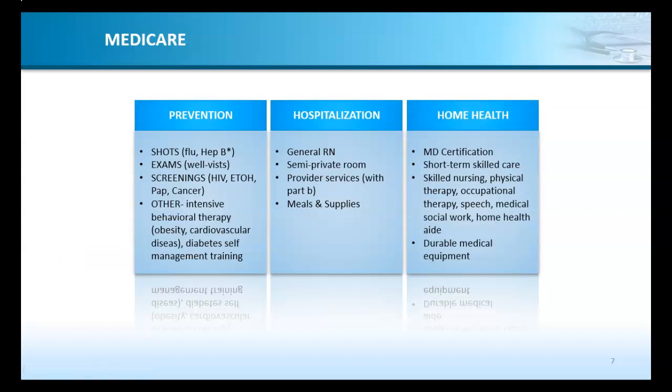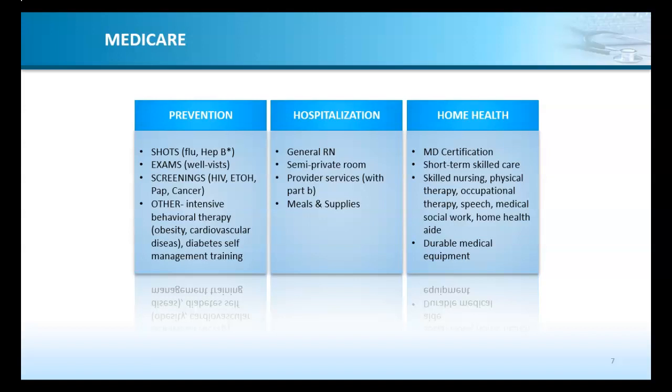Medicare covers areas of health need for persons over 65, the disabled, and those with end-stage renal disease. Prevention healthcare services covered under Medicare include shots, such as your annual flu shot and your Hep B shot. Think about your immunizations and boosters as well. Vaccines are also covered under the prevention category. Exams such as well visits and screenings for HIV, cancer, pap smear, and alcohol, for example, are covered.